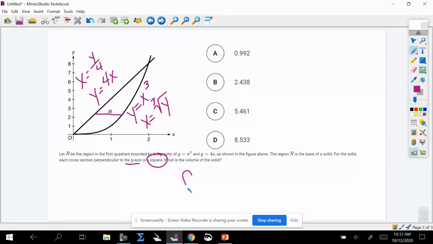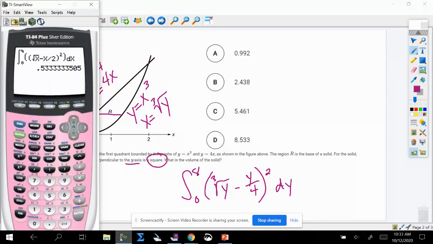So my boundaries are 0 and 8, and I can tell that just from looking at the scale and seeing where they intersect. If you couldn't tell that, you could also either set them equal by hand or you could grab a calculator. My side length is going to be right minus left, so it's going to be the cube root of y minus y over 4. That whole thing is squared. Again, I'm going to grab my calculator. I'm going to go to Math 9, going from 0 to 8.